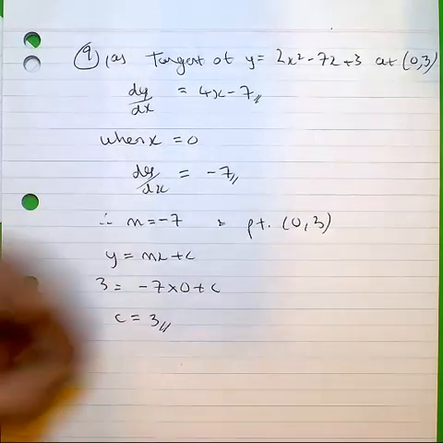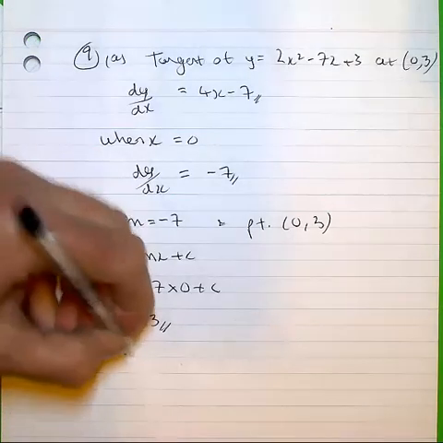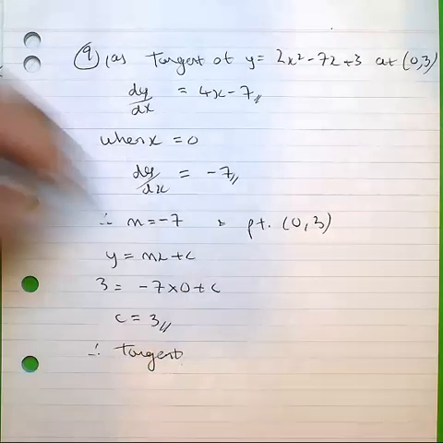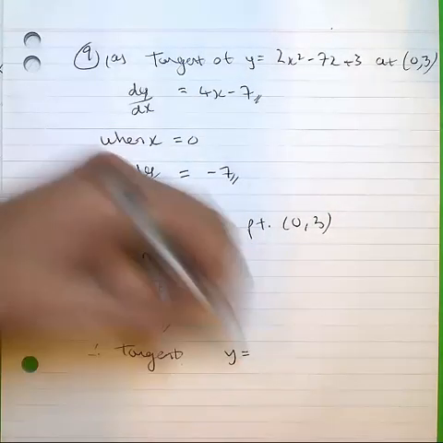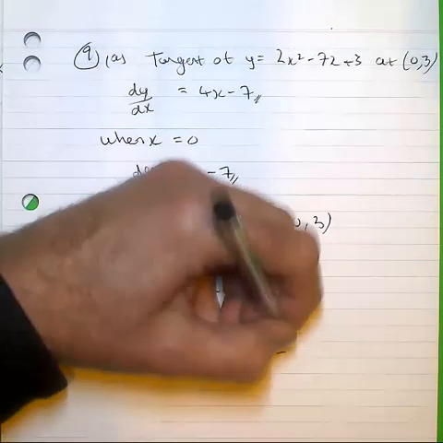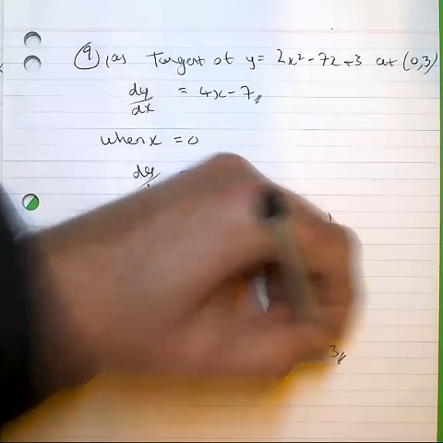So c is equal to 3. So therefore the tangent is y is equal to -7x plus 3.